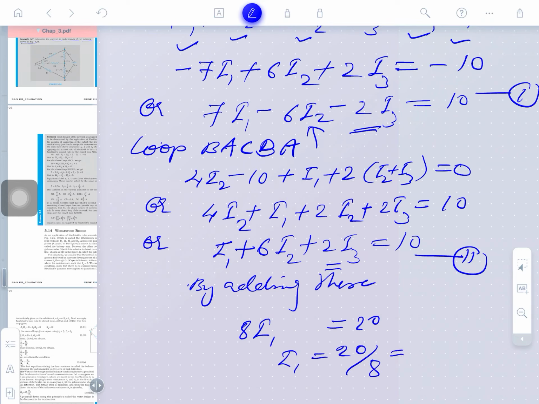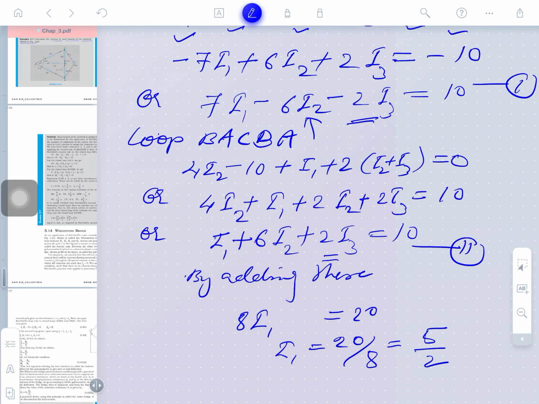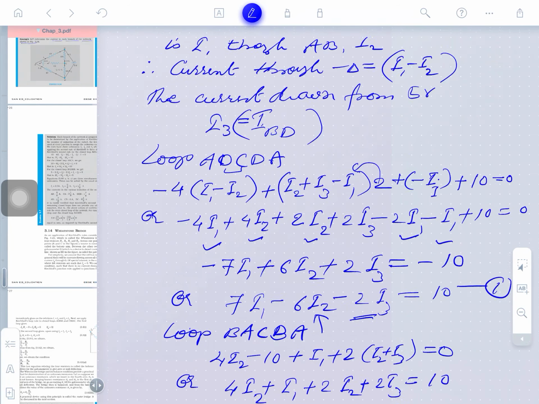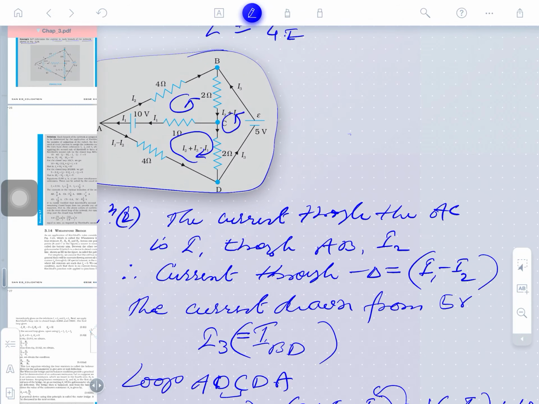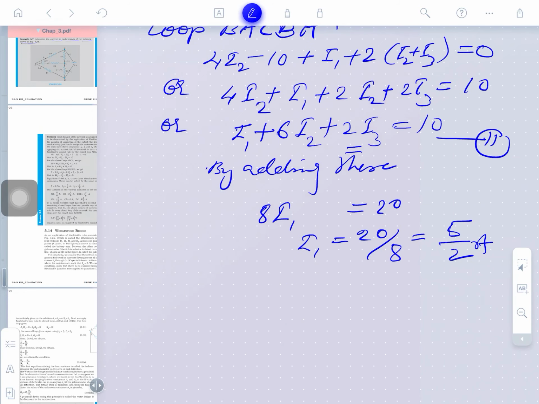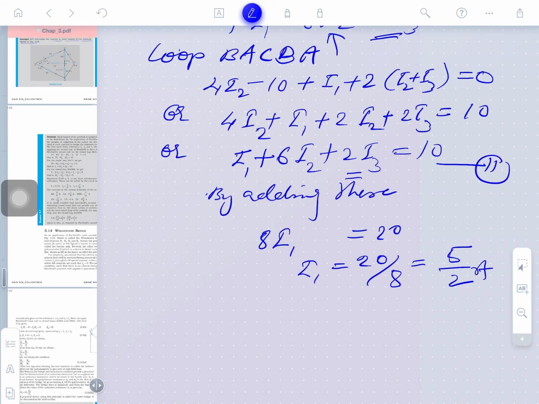I1 is 20 by 8, or also 5 by 2 can be written, 4 cancel by 4. So, 5 by 2 ampere current is coming here. Solving 1 and 2, you have done directly. Also you can solve the next one. Through the loop B, C, D, B again, and put the value of I1.